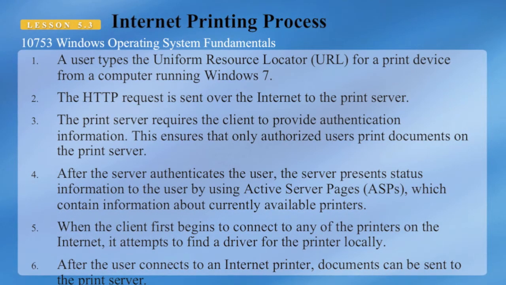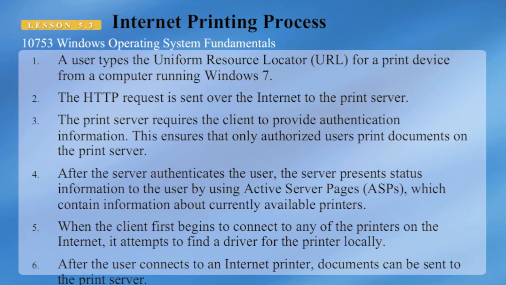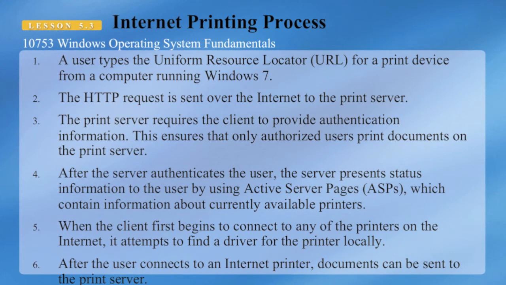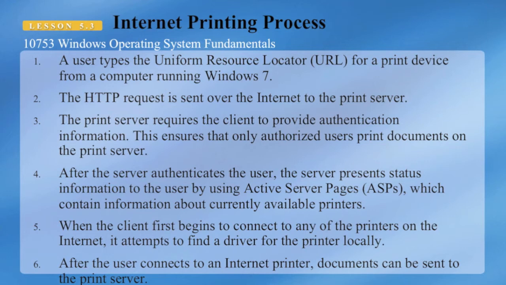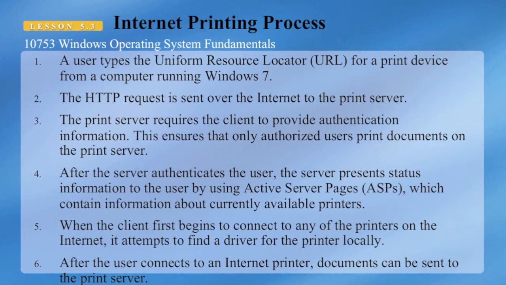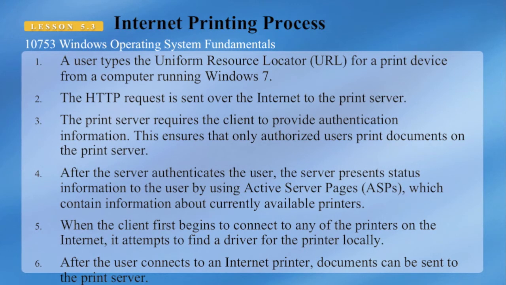After the server authenticates the user, the server presents status information to the user by using active server pages, which contain information about currently available printers. When the client first begins to connect to any of the printers on the internet, it attempts to find a driver for the printer locally. After the user connects to an internet printer, documents can be sent to the print server.